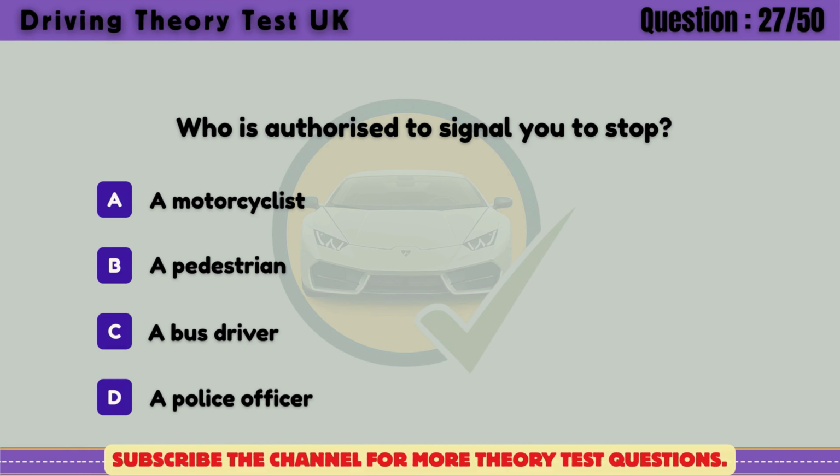Question 27. Who is authorized to signal you to stop? Option A. A motorcyclist. B. A pedestrian. C. A bus driver. D. A police officer.